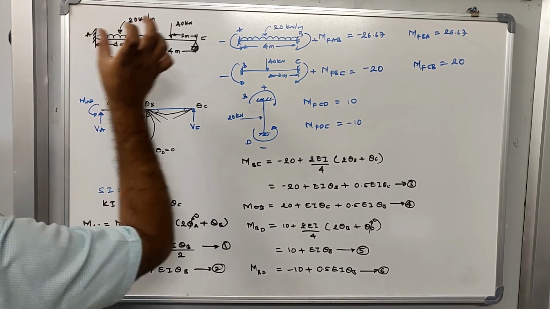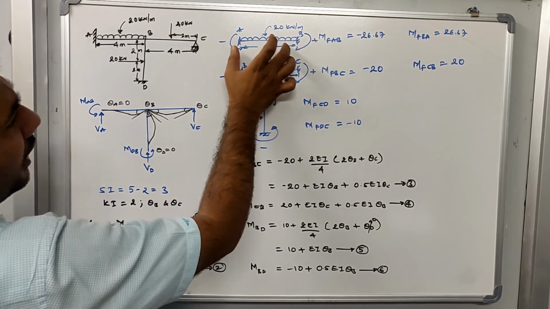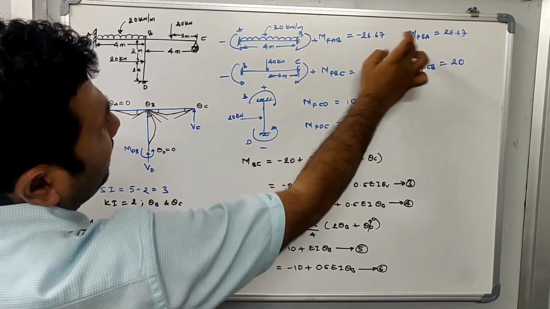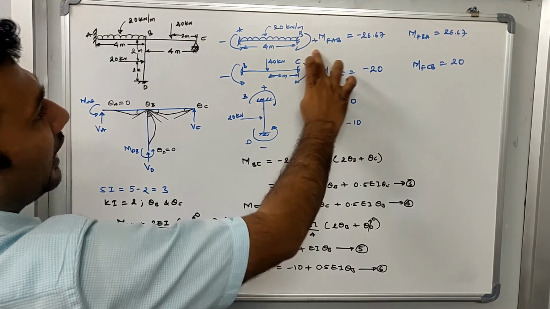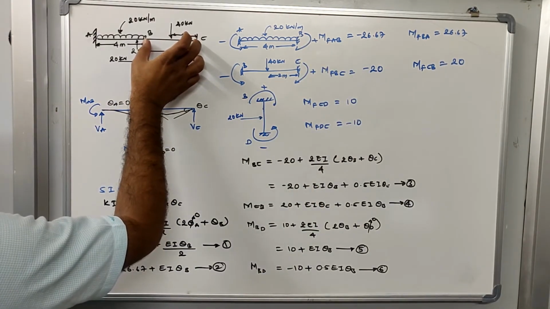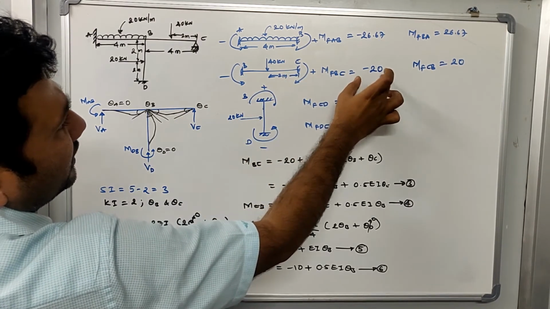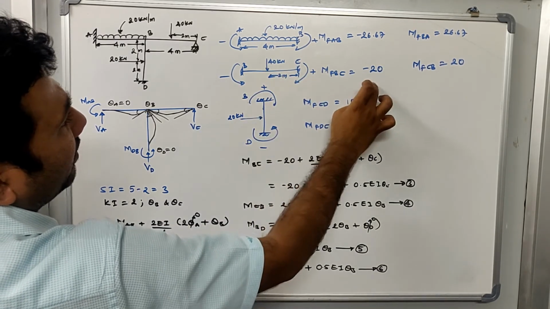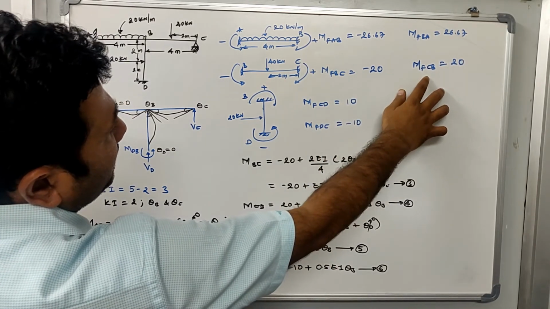This is the first element which has been separated out. This is your member AB. Member AB is subjected to UDL. According to that, you can calculate the fixed end moments at AB and BA, which are minus WL square by 12 and WL square by 12. So we have calculated MFAB. Similarly, we can calculate the fixed end moments for member BC. This is your member BC. You will calculate the value of MFBC, which is minus WL by 8. W is 40, L is 4 meters, divided by 8 will give you MFBC. Similarly, you can calculate MFCB also, right?